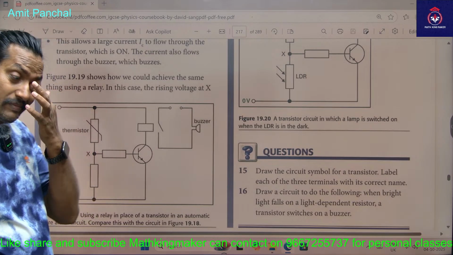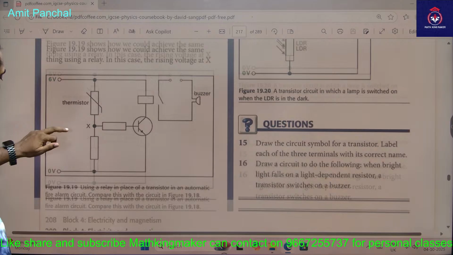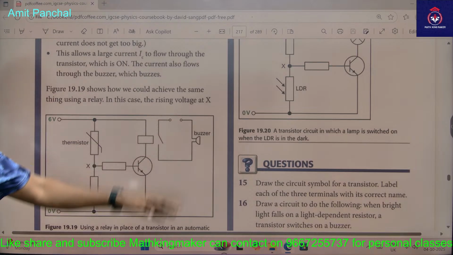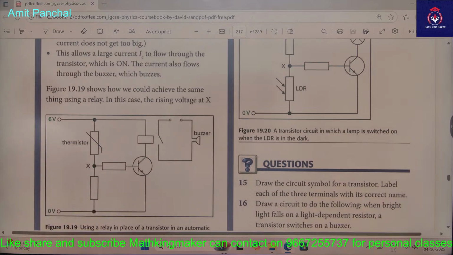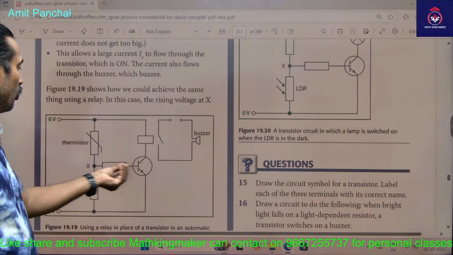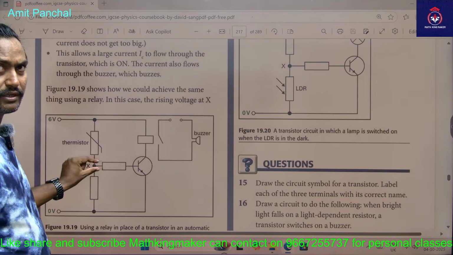But isn't this also high voltage, sir? Then why do you use a transistor instead? No, it's a very low voltage. The buzzer is a speaker. Because the transistor acts like a switching circuit, you need very low base current here.